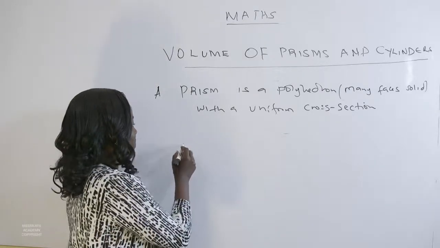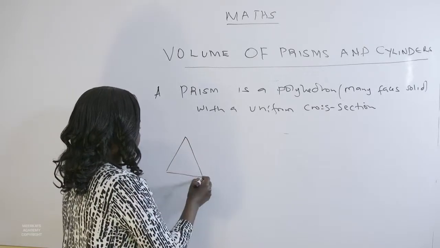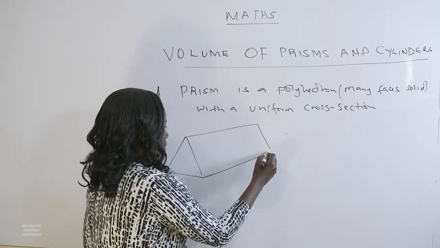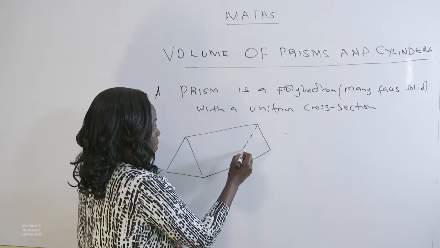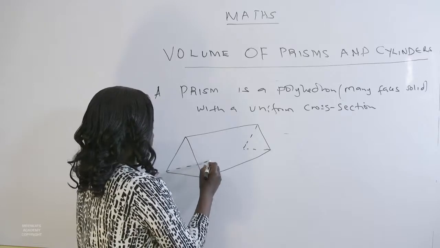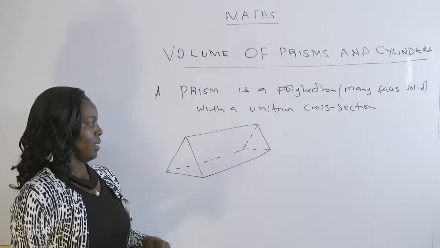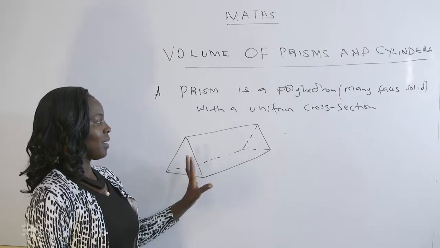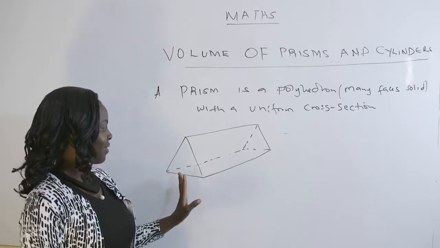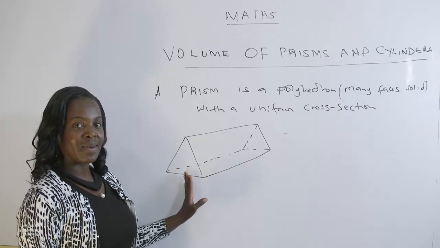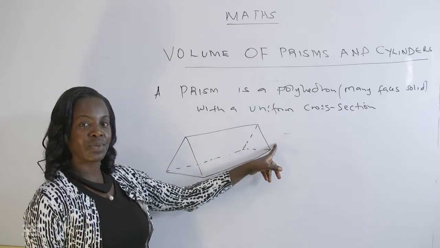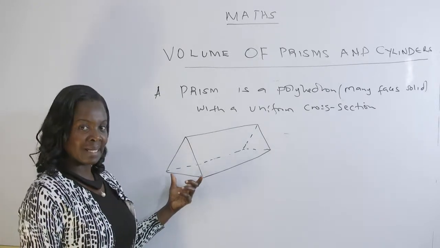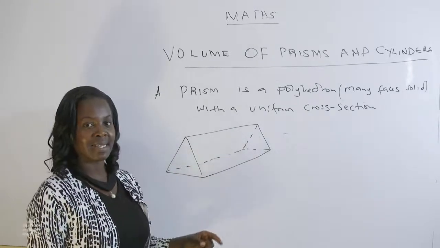For example, let's look at a triangular prism. A triangular prism looks like this. It has one face which is triangular, and also the end, which is triangular. We said a prism has identical ends. This is one end and the other is the other end.